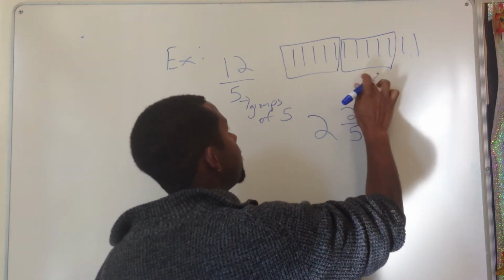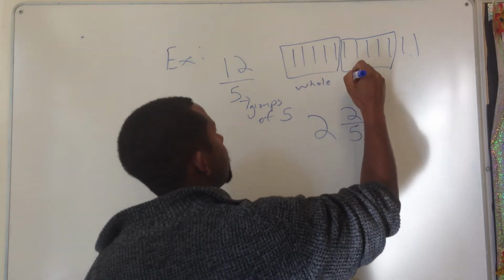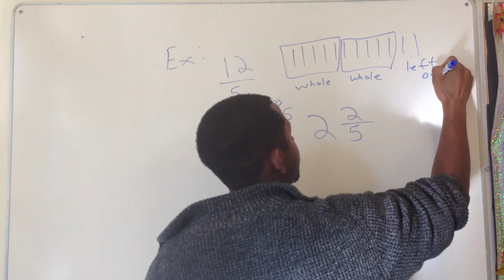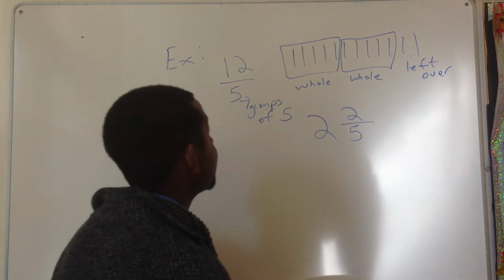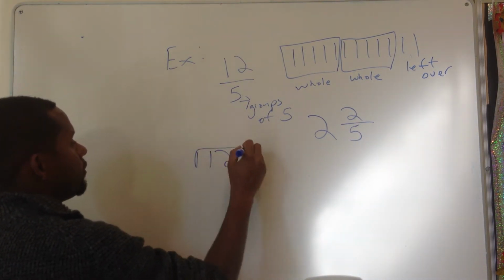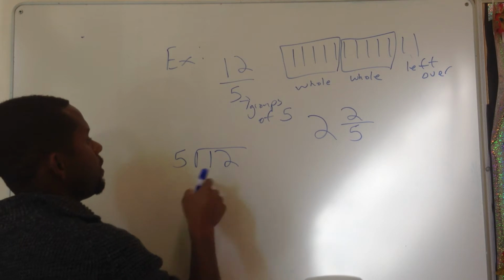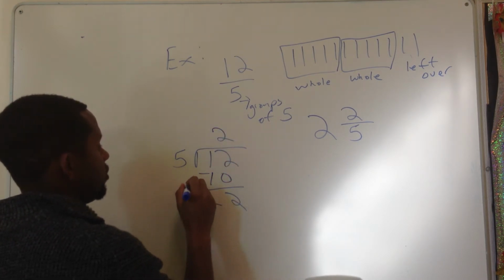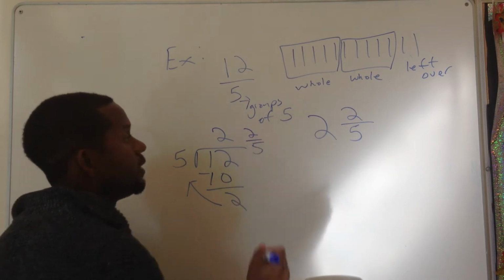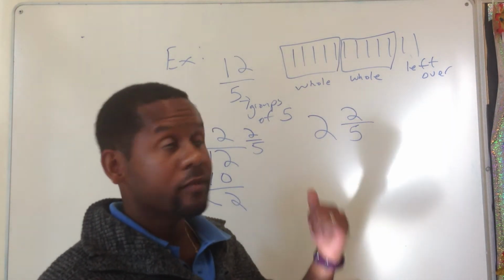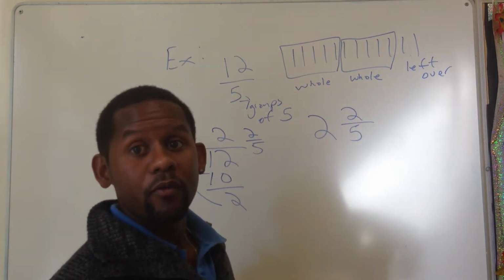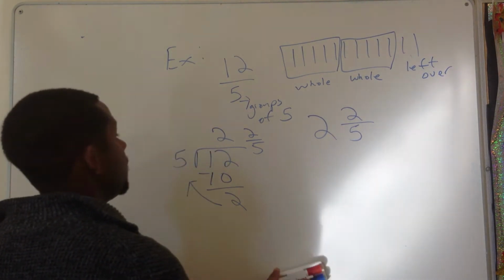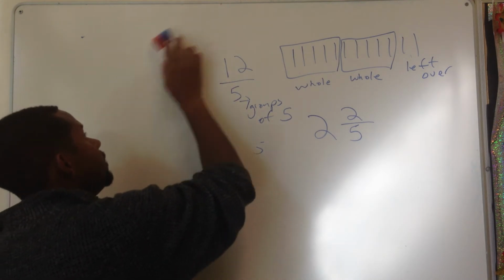Right? So this is a whole group. This is a whole group. This is left over. Or the faster way I can do that is 12 divided by 5. 5 times 2 gives me closest. I have 2 out of 5 left. 2 and 2/5. That's converting an improper fraction into a mixed number. Okay?